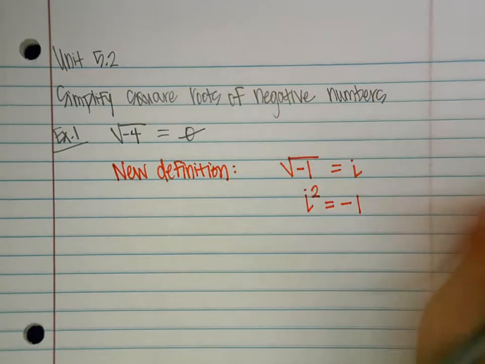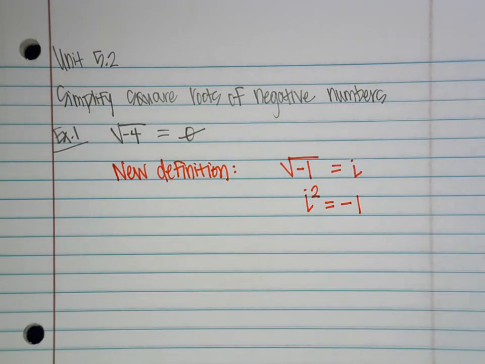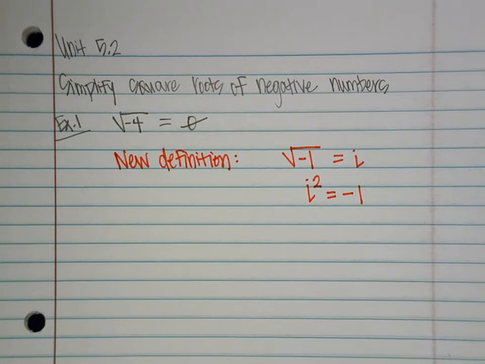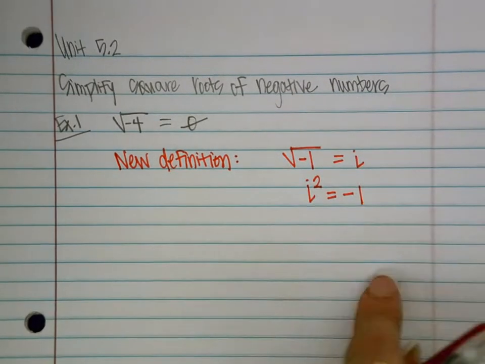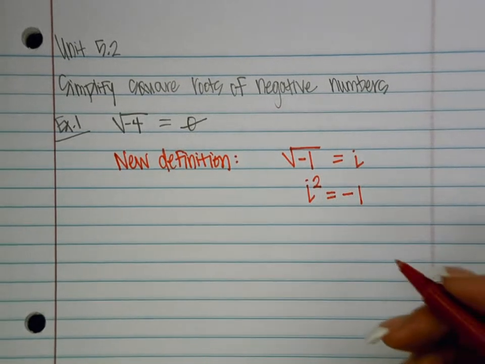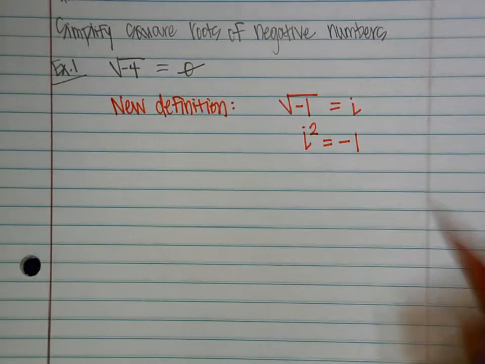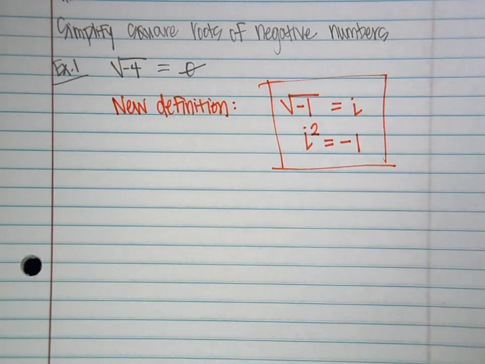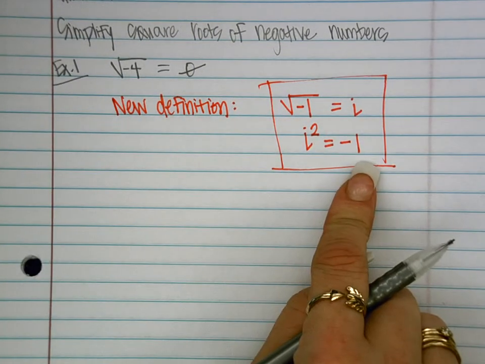This is going to be the basics for basically up until winter break. This is the key thing that you have to memorize, that the square root of negative 1 is equal to i, and that i squared equals negative 1. Super important. These are something called imaginary numbers.